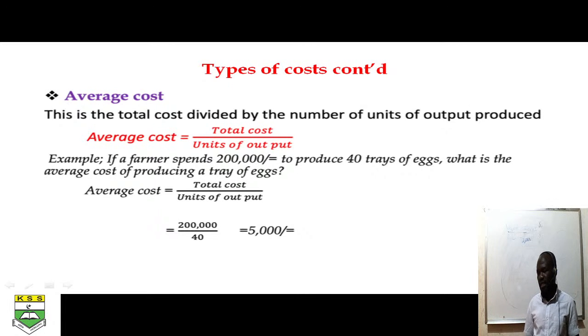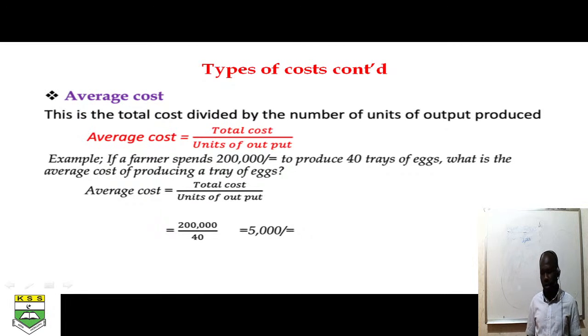Now, using the example we have, if you spent 200,000 and that was your total cost, and you divided it by the units of output, in this case our units of output are the 40 trays of eggs. So if you have 200,000 and you divide it by the 40 trays, there you will be finding out what we call the average cost. So from our division there, you realize the average cost is 5,000. But what does it imply? It means that to produce one tray of eggs, a farmer has to spend 5,000 shillings. Okay?